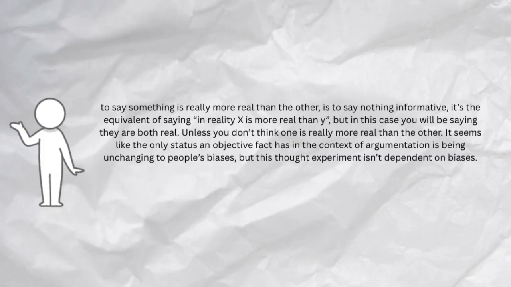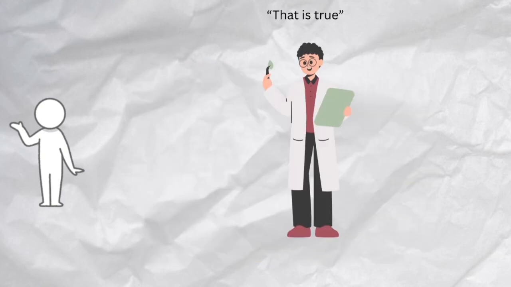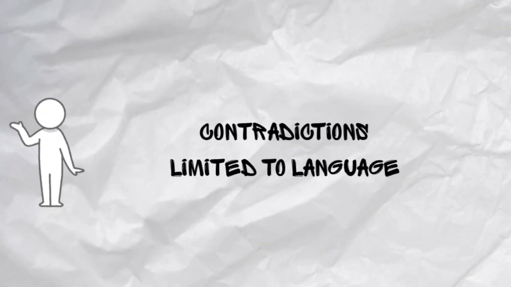It seems like the only status an objective fact has in the context of argumentation is being unchanging to people's biases. But this thought experiment isn't dependent on biases. In short, a person who undergoes my thought experiment and reports, "I am seeing green and I am not seeing green," will be making a true statement.